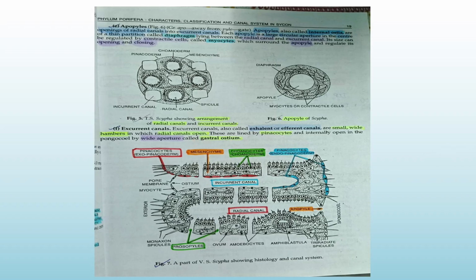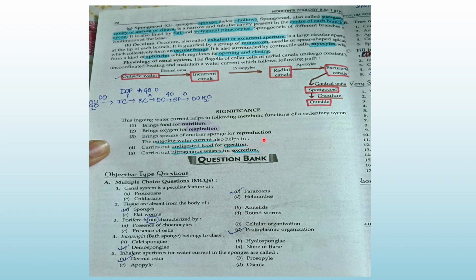Now let's move to the next, spongiocoel. Spongiocoel means hollow, also called paragastric cavity or atrium, a narrow and tubular cavity present in the center. Okay, so now the paragastric cavity or atrium or cloaca is a narrow and tubular cavity present in the center of each branch of Sycon. It is lined by flat and polygonal pinacocytes. Spongiocoel of different branches are continuous at the base.